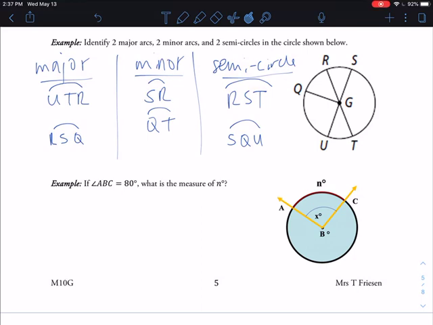If angle ABC is equal to 80 degrees, what is the measure of N? Okay, we can see that ABC is right here. And we want to know what's N. Remember that the measure of an angle tells you what the measure of the arc is that goes between the arms of the angle, or connects the arms of the angle, okay? So N is also equal to 80 degrees. That does not look like a degree symbol though. There we go, degrees, okay?